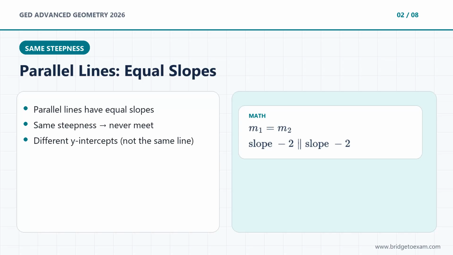The first rule is easy. Parallel lines have exactly the same slope. They rise at the same rate, so they keep the same distance apart and never meet, as long as they have different y-intercepts. So if one line has slope -2, any line parallel to it also has slope -2. Same slope means same steepness, which means parallel.